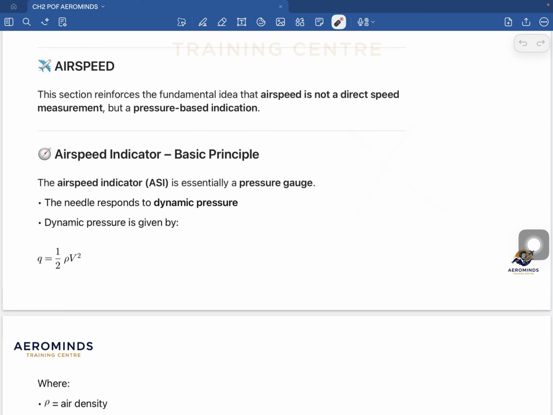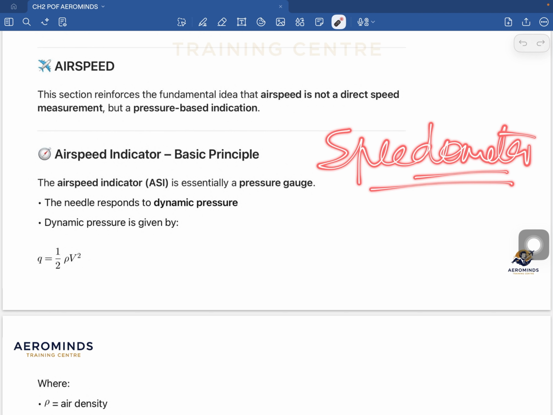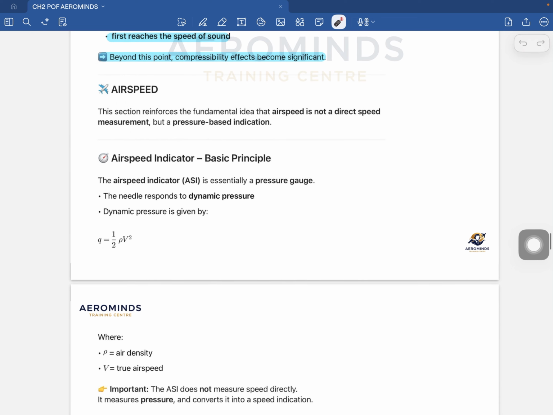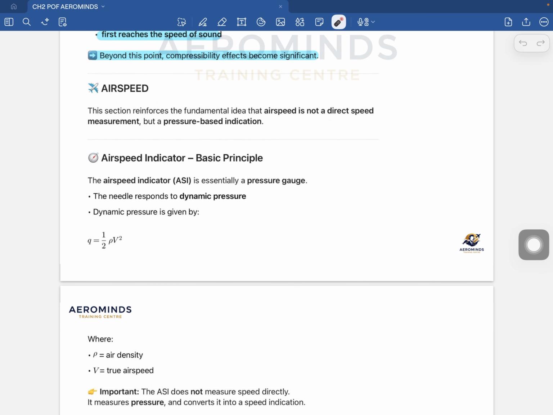An aircraft does not have a speedometer, as we know it. A car has a speedometer, in which we can see that the more we press the pedal, the more the speed will increase. But in an aircraft, that is not the case. The aircraft has an airspeed indicator, which we call the ASI.